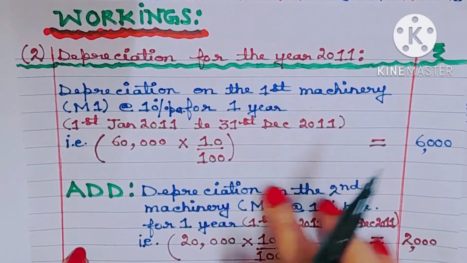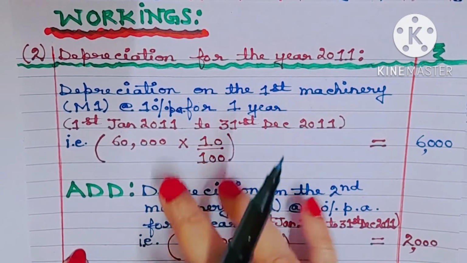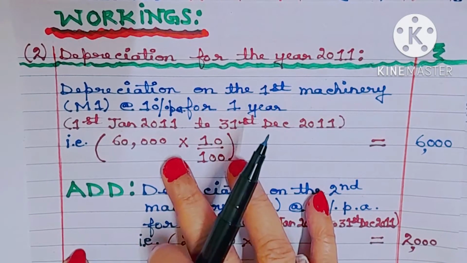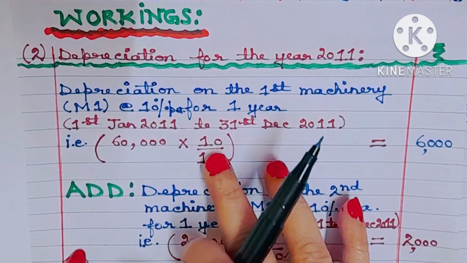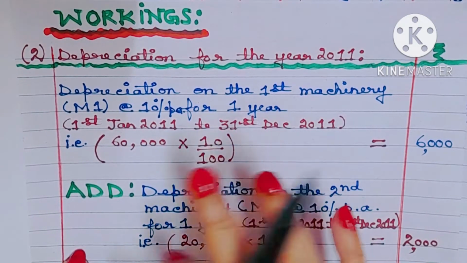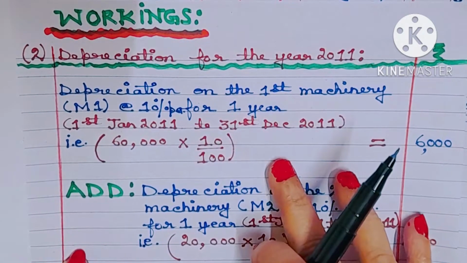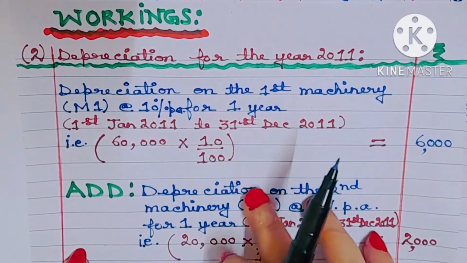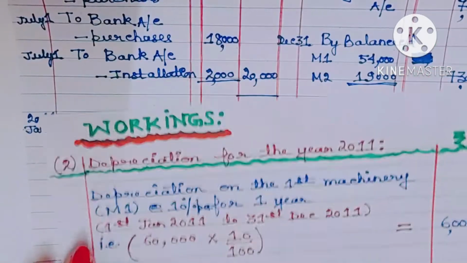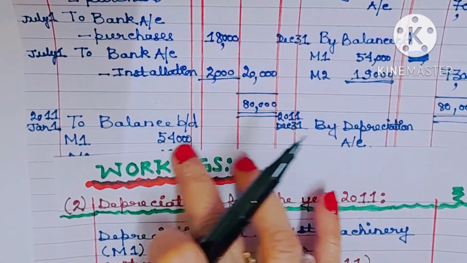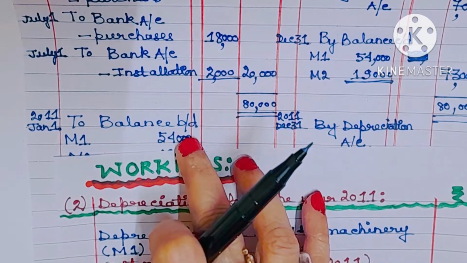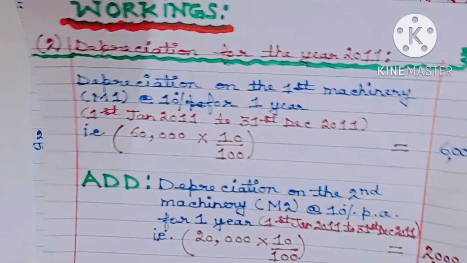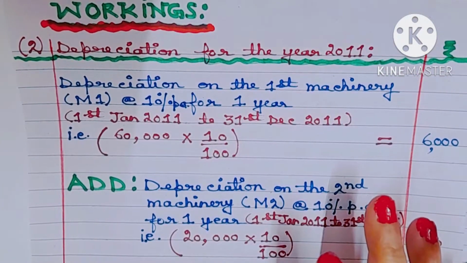Because I told you, we always have to charge depreciation on the original cost of the asset under the straight line method, or SLM in short form. Understood? So the depreciation will be 6,000 for the first machinery. Please do not charge depreciation on 54,000 for the first machinery. Always on the original cost, that is 60,000. Every year the amount of depreciation will be the same.